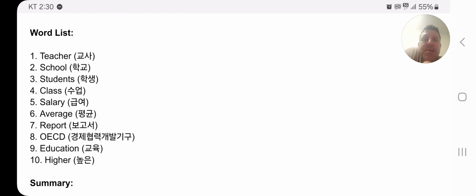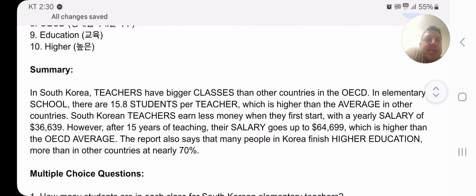If you don't know, let's look at some words. We have teacher salary, average, OECD, education. Okay, let's get into it. In South Korea, teachers have bigger classes than other countries in the OECD. OECD, that's like an organization, a group of advanced countries, right? And they check and compare advanced countries. And in those advanced countries, Korean teachers have big classes, lots of students.